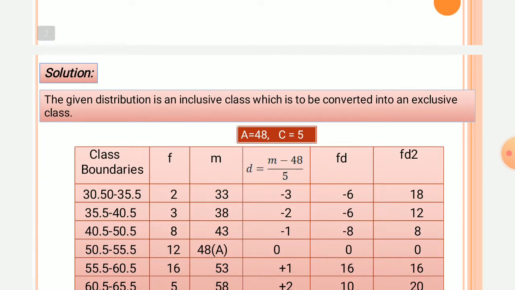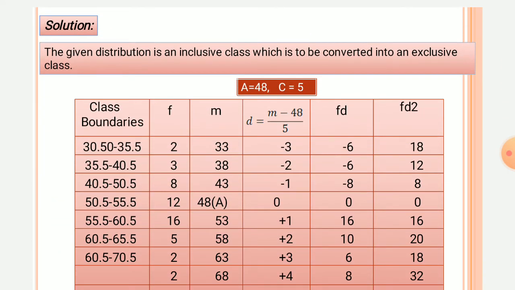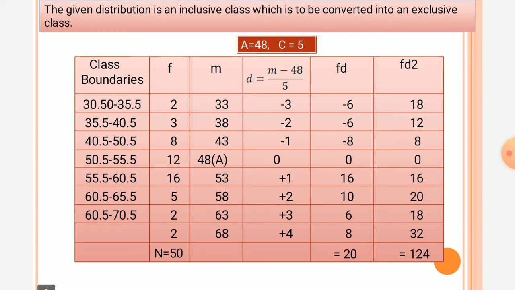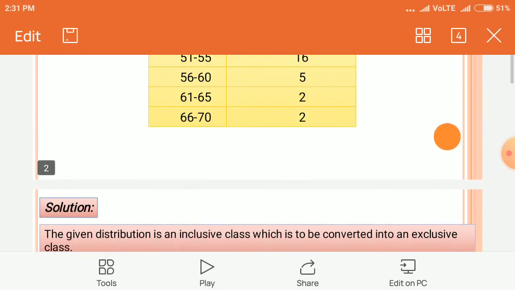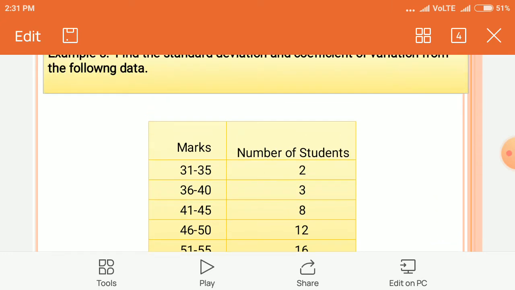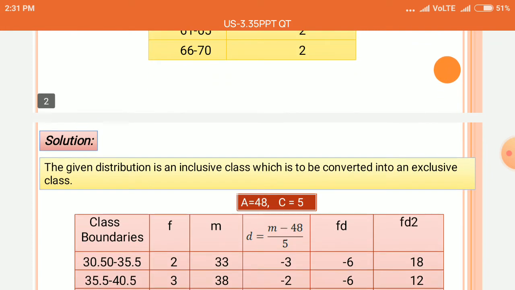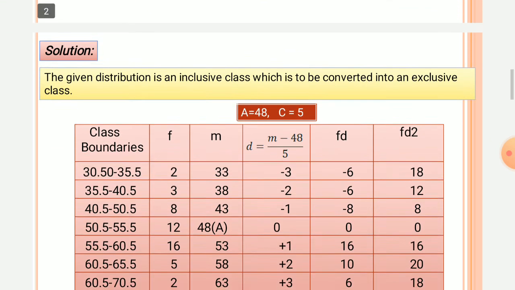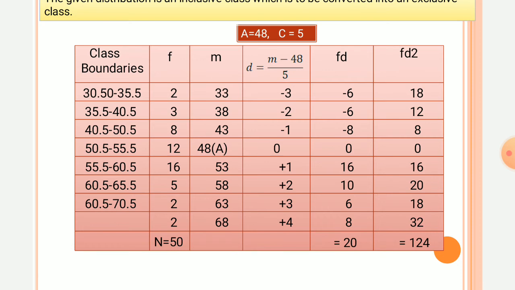So here the given frequency distribution is an inclusive class interval which is to be converted into an exclusive class interval. These are also called class boundaries. For 31, we subtract 0.50, and to 35 we add 0.50. That is, subtract from the lower limit and add to the upper limit. So whatever the correction factor is, we subtract and add it. So 31 less 0.50 becomes 30.50.